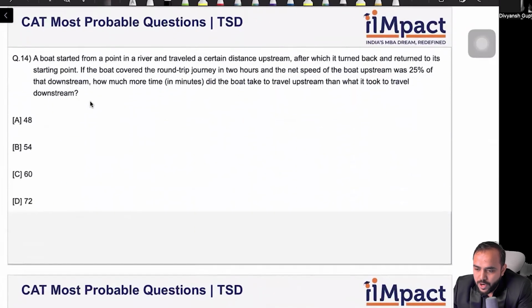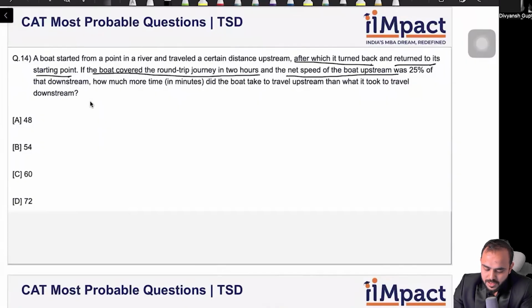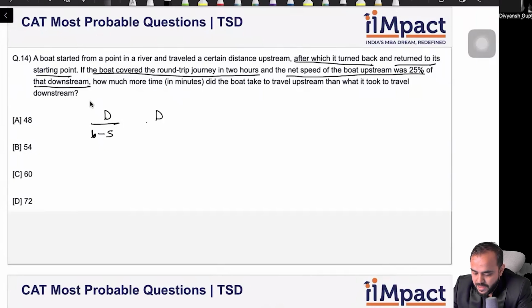A boat started from a point in a river and traveled a certain distance upstream, after which it turned back and returned to its starting point. If the boat covered the round trip journey in 2 hours and the net speed of the boat upstream was 25% of that downstream, how much more time did the boat take to travel upstream than what it took to travel downstream? Now, a lot of people would want to do this question like d by speed of the boat minus stream, and d by speed of the boat plus stream. They will calculate these two times as 2 hours, right?